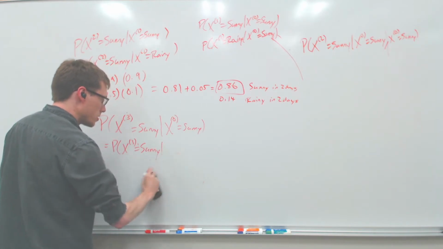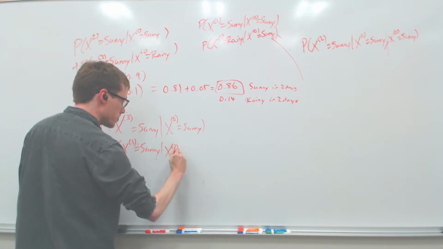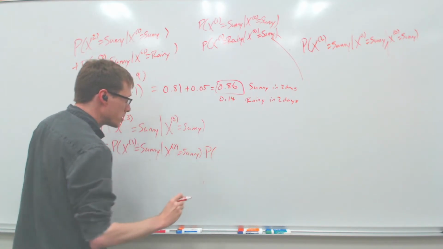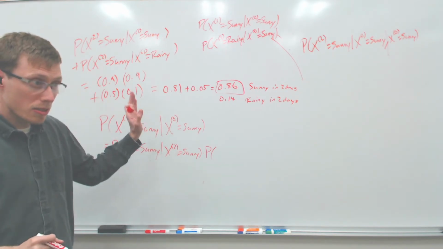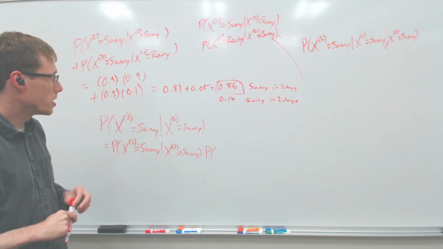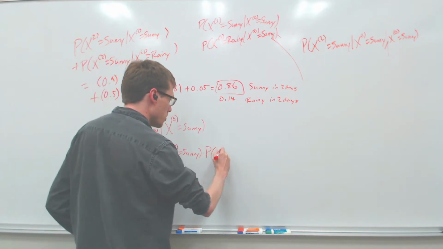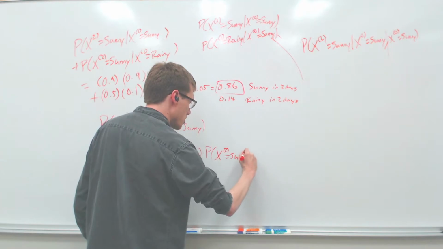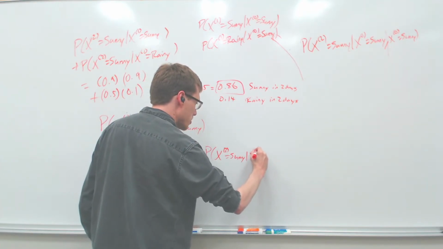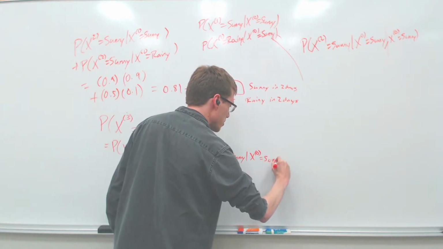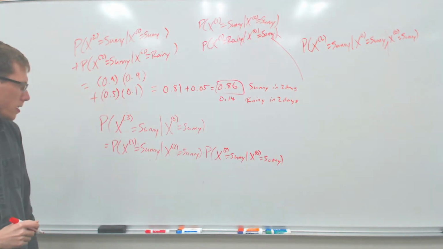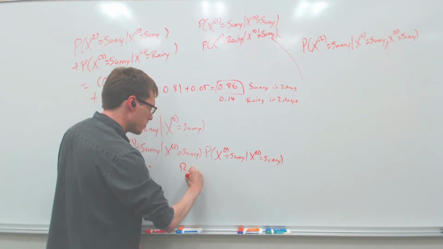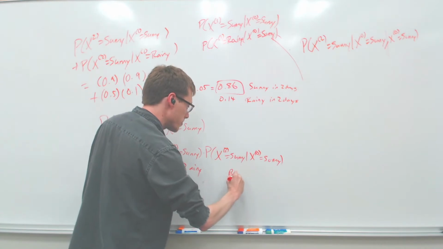X2 is sunny, times the probability, once again only because of the first order Markov conditions that we had there, times the probability that X2 is sunny, given X0 is sunny. Right, so now what all this says is that, and then the same thing, we have to add on the same thing, but with rainy. Right? And so this is really easy.